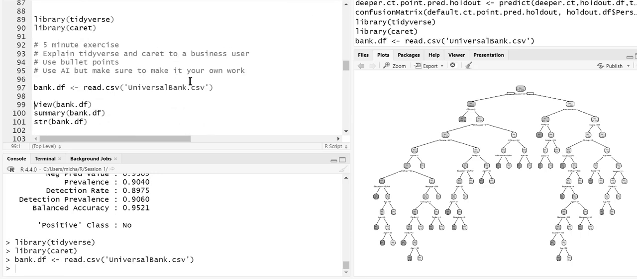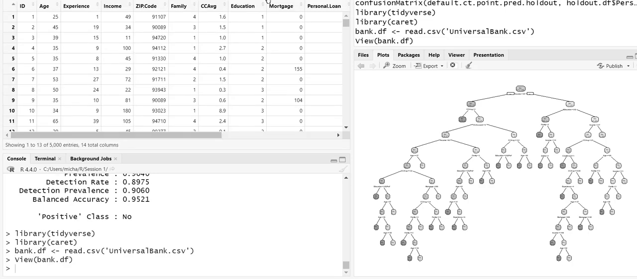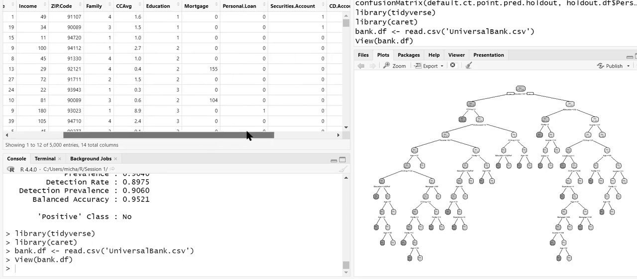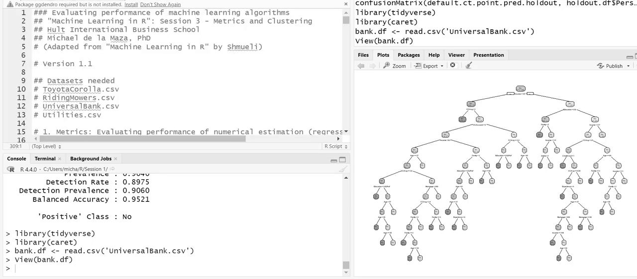So we're going to go ahead and read the data using read.csv. And if we look at the data set, we see all of these parameters. And the key one that's going to be for us is personal loans. So let's take a look at that.